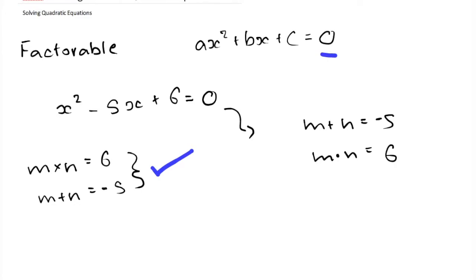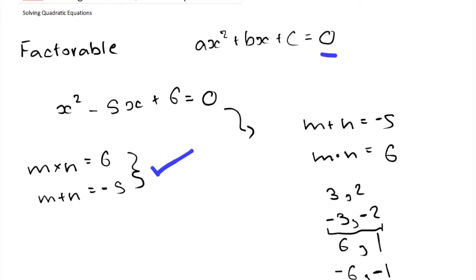Well, m times n is equal to 6. You can have either 3 and 2, you can have -3 and -2, or you can have 6 and 1, or you can have -6 and -1. If you look at it, the two numbers that give you a sum of -5 would be, of course, -3 and -2. So we're going to use this as m and n.